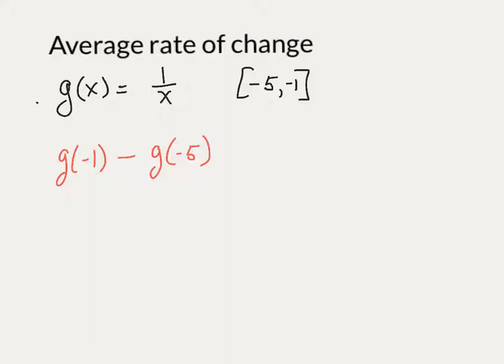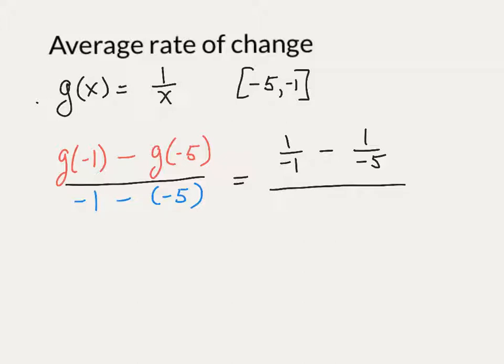Then I would like to divide this by my change in input. So that's -1 minus -5. I'm going to put this -5 in parentheses so I know that I'm taking away a negative, so I'm going to have to flip those signs. So g of -1 is 1 divided by -1, and I'm subtracting 1 divided by -5. All of this is divided by -1, subtracting a negative makes a positive, so this is -1 plus 5.